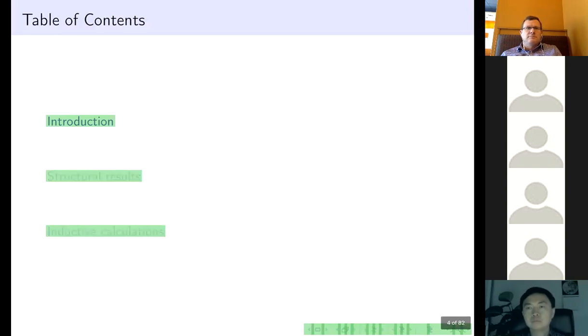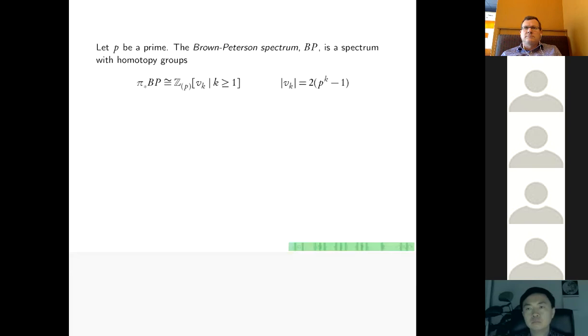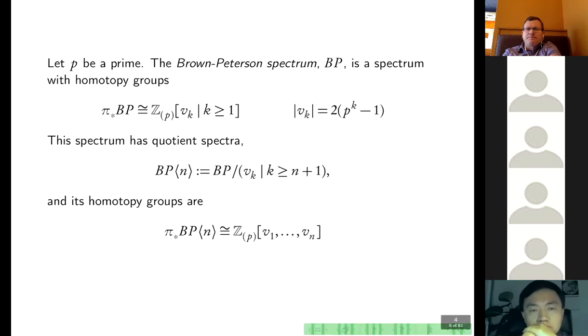If you have a prime p, you have this ring spectrum called the Brown-Petersen spectrum, and its homotopy groups are very nice. They're a polynomial algebra over the p-local integers on generators v_k, where the degree of v_k is 2(p^k - 1). So in particular, all the generators are in even degree, so the homotopy is in even degree.